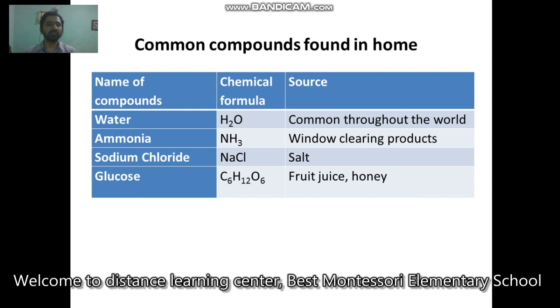Next, the compounds found around our kitchen and in our home: water, H2O, and ammonia, NH3. Ammonia is used in window cleaning products. Sodium chloride, NaCl. Glucose again, C6H12O6. It is found in fruit juice, honey. It is found in rice, potatoes.